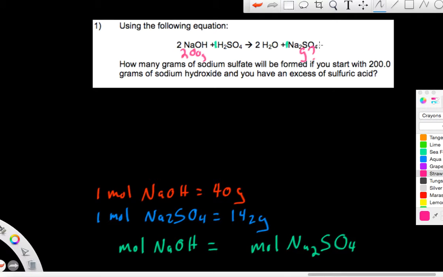So how many grams of Na2SO4 will be produced if you are just basing this off the 200 grams of NaOH reacting?